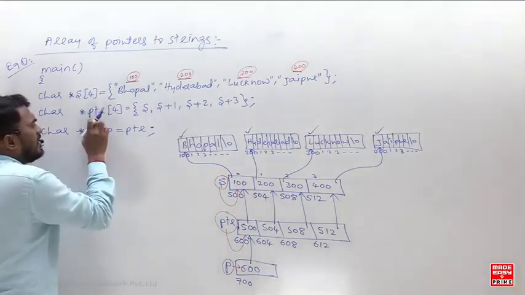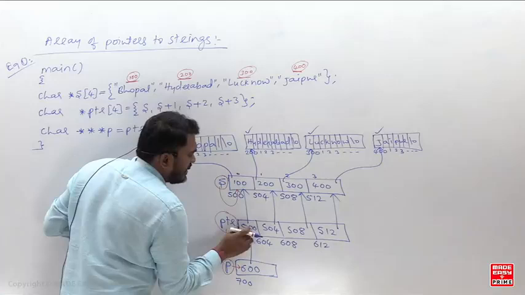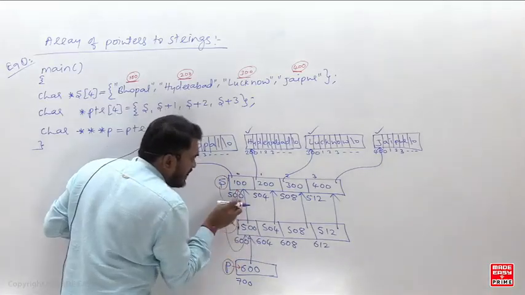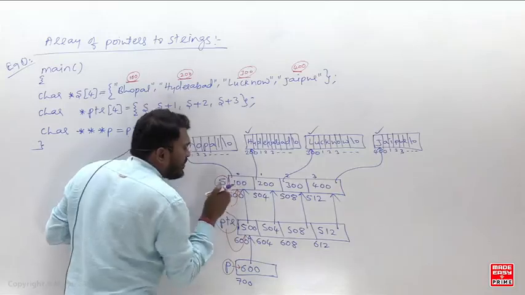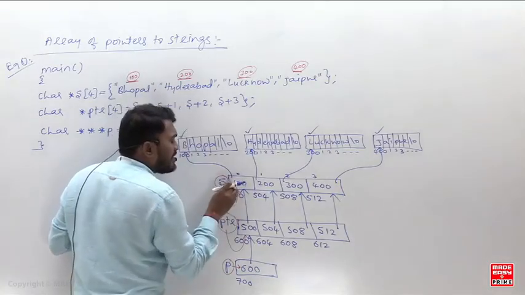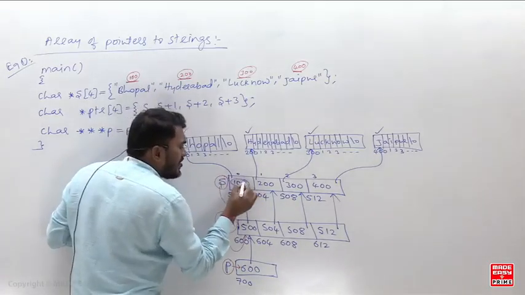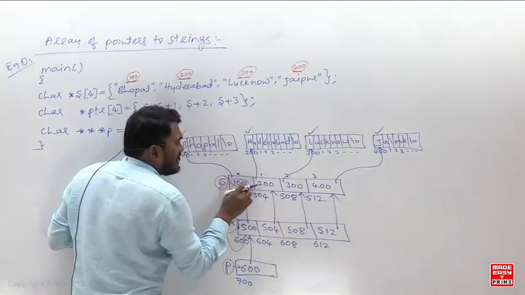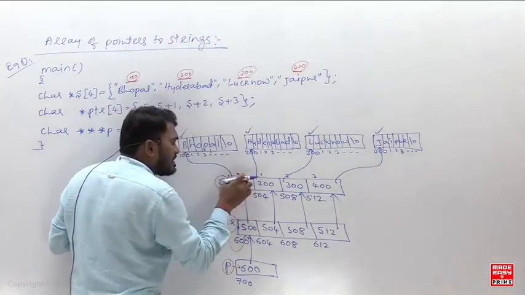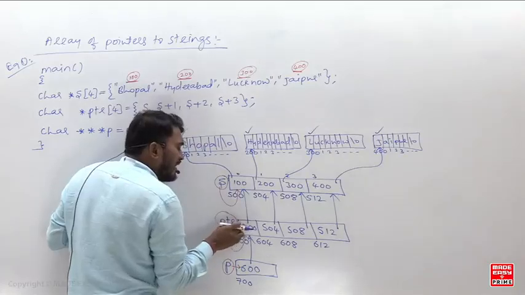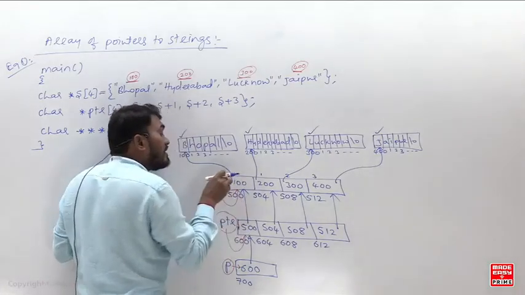But look here, in ptr you are storing 500. What is this 500? It is an address, but address of what? What is inside S? An address, not a character. So you are storing the address of something which is already a pointer.